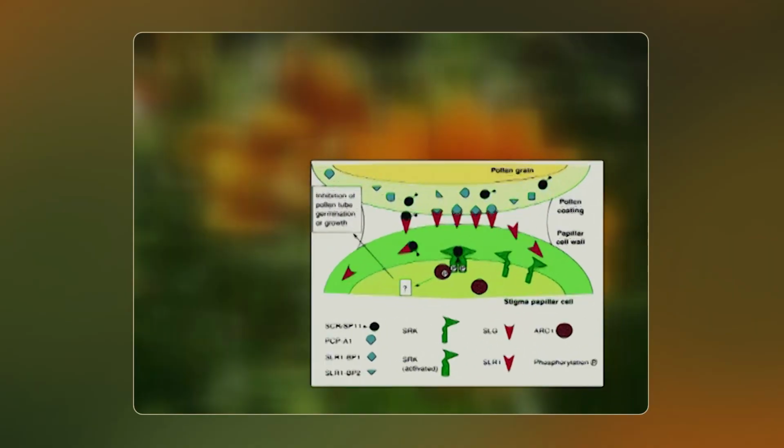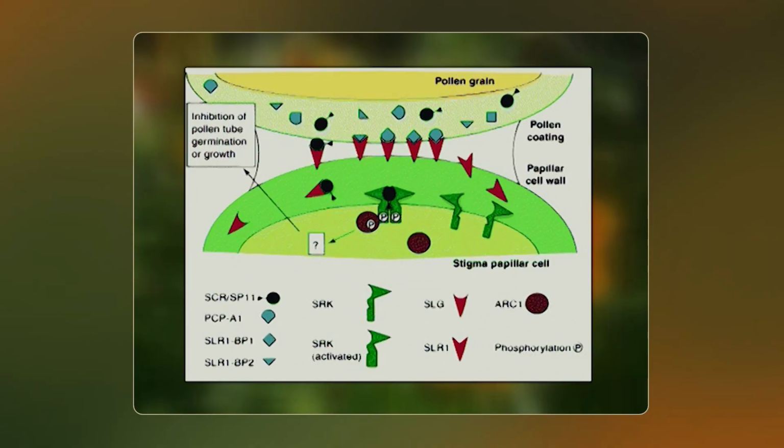In such an interaction between SCR and SRK, the inner domain of SRK phosphorylates the ARC1 within the stigmatic papilla, which initiates a cascade of intracellular signaling. This signaling cascade is suggested to ultimately regulate the activity of aquaporins in the stigmatic papillae to limit the availability of water to the incompatible pollen grain, inhibiting its germination and subsequent growth.